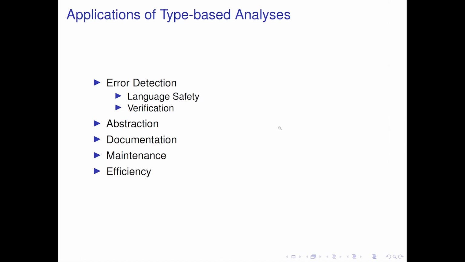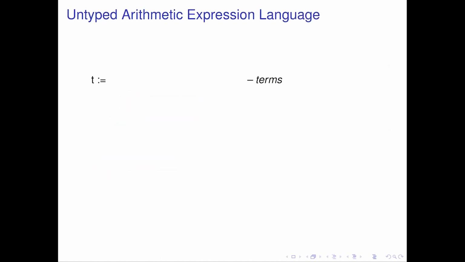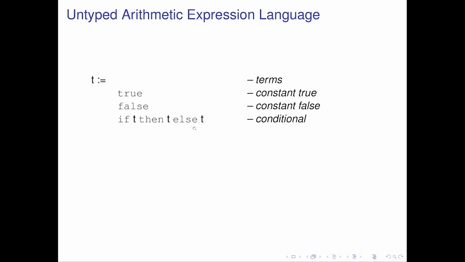To make the role of types clear, we'll assume a very, very simple language without any types. I hope you all understand Backus-Naur form. This language just consists of terms, which are like expressions. Each term can be a constant true or a constant false, or it can be if-then-else. It means if some term, then some other term, else some other term.